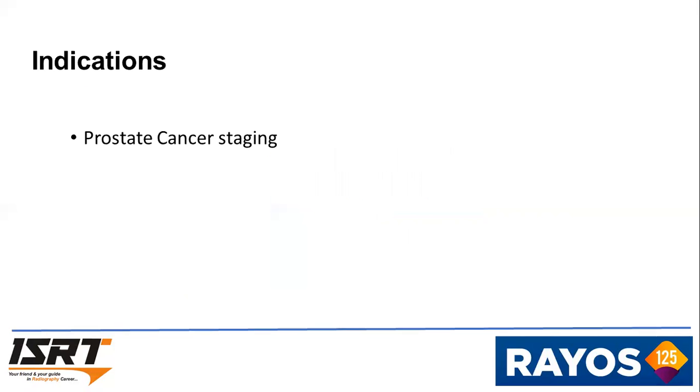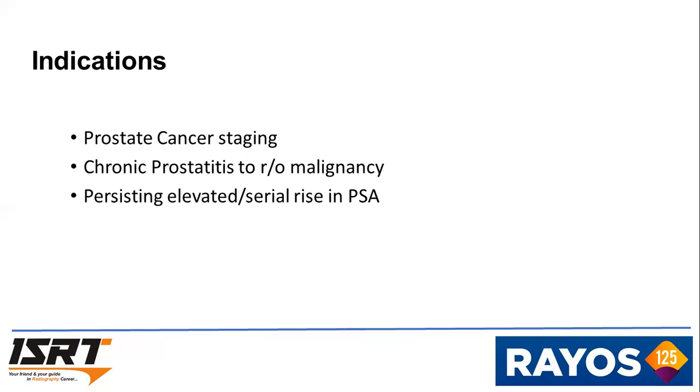Now coming to the indications for doing MR imaging of prostate. Most important one is for the staging purpose of prostate cancer. Second one is in the case of chronic prostatitis to rule out any malignant lesion. Persisting elevated or serial rise in the PSA hormone is another indication. And in the case of suspicious lesion detected in ultrasonography or CT scan.